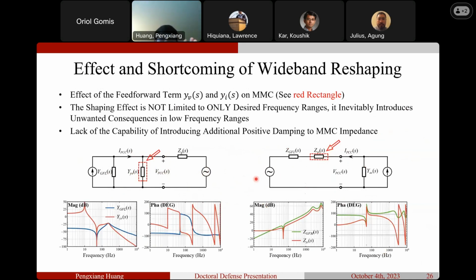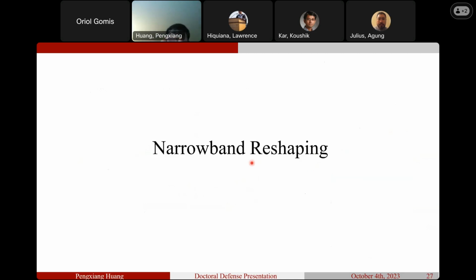Okay, but anyway, if you use wideband reshaping, you have no chance to achieve two goals. One is that you cannot avoid unwanted impact on low frequency, as shown here. And the second is that you cannot add more positive damping, as I showed in the case study. You lack the ability to introduce more positive resistance to MMC. That is what narrowband damping can complement. So let's go to the next chapter, which talks about narrowband reshaping.